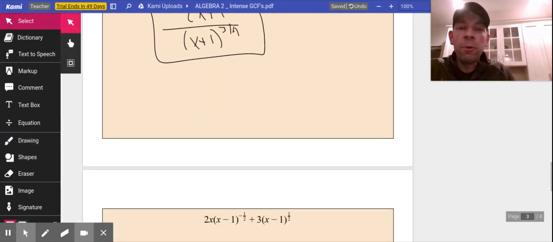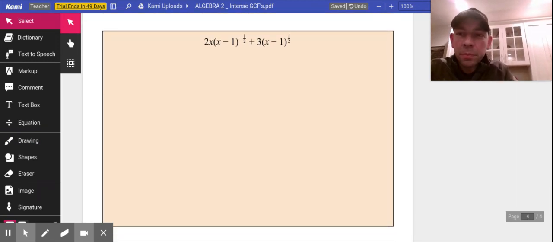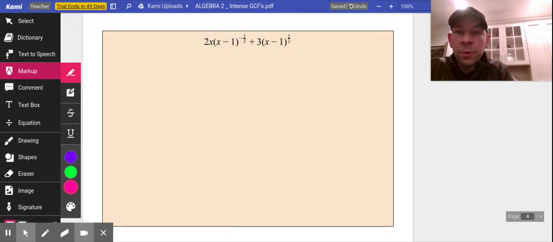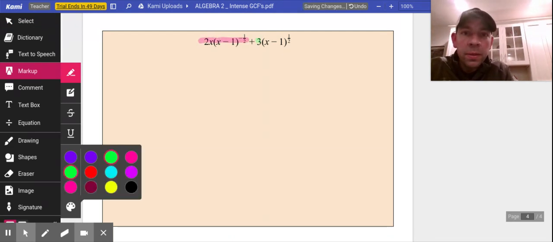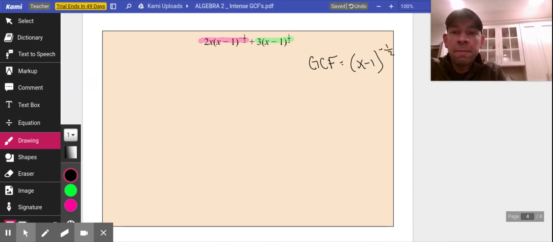All right, I think we've got one more up our sleeves as we try to get used to this real strange process. So we're going to color code these maybe just to help you out. This is your first term. This is your second term. What do those two terms have in common? Well, they both have the quantity x minus 1. Now identify the smaller exponent, which is going to be the negative 1/2. So that makes your GCF.